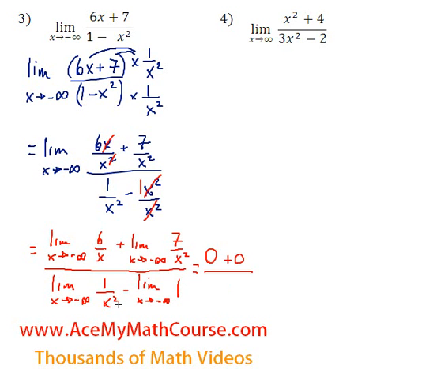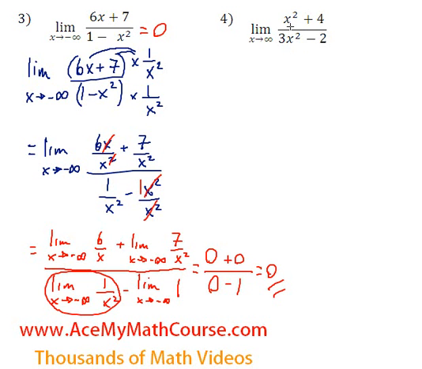And down at the bottom we're going to have 0 for this first limit over here, and just minus 1, since the limit as x approaches negative infinity of 1 is just 1. So 0 plus 0 is 0 over anything, just 0. And we're done. So this limit is equal to 0. Now how about 4?